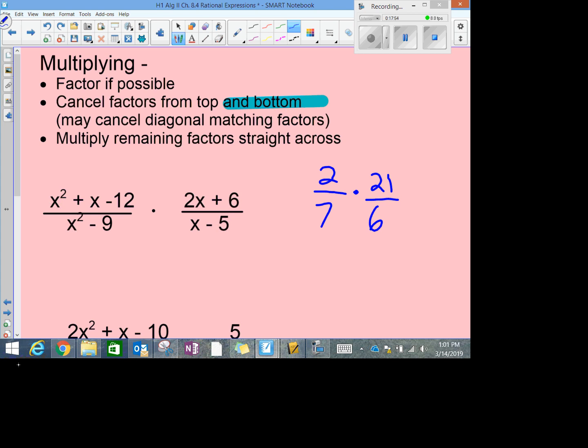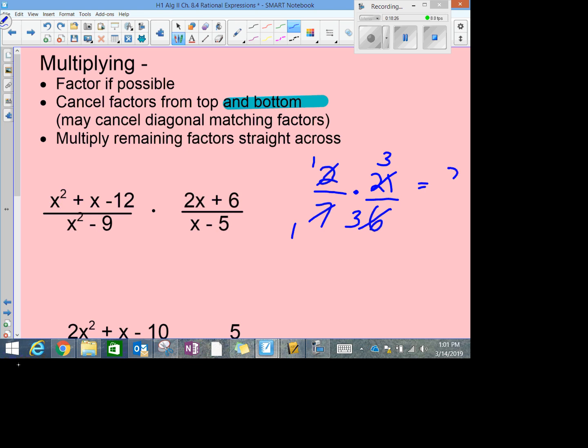How do I multiply this? You don't cross multiply, but you can kind of cross cancel, is what I call it. So how can we cross cancel this? Right, the 2 could be a 1, so the 6 could become a 3. And what else? 7 is a 1, 21 is a 3. And then if you cancel everything you can, then you just multiply across.